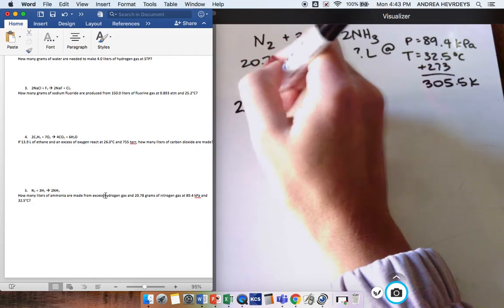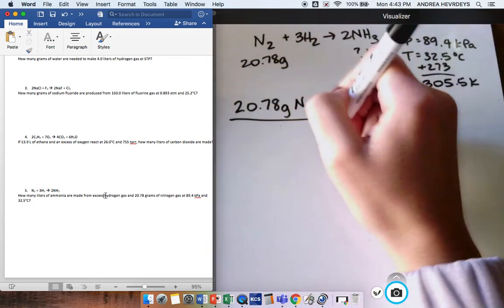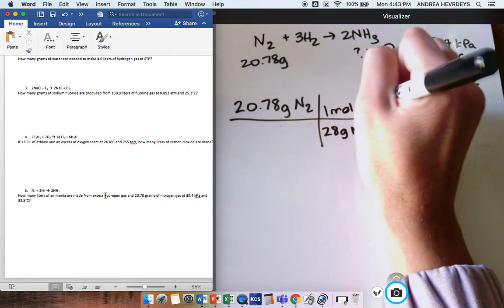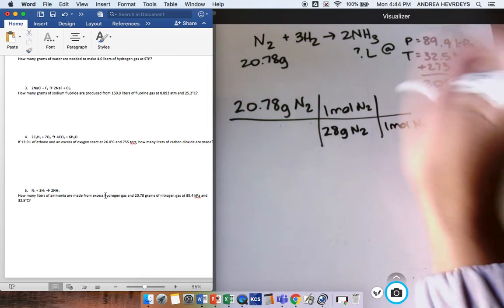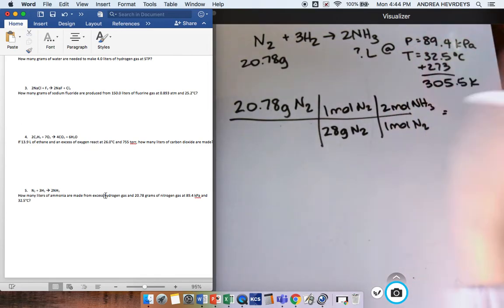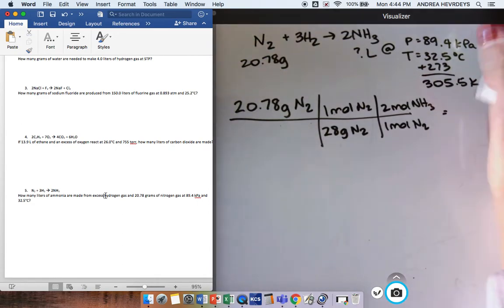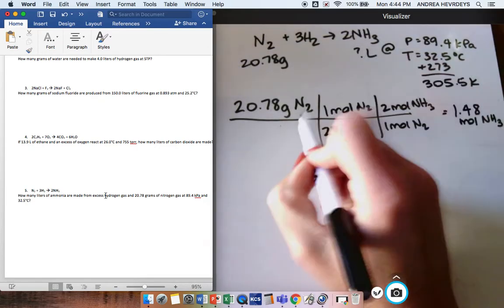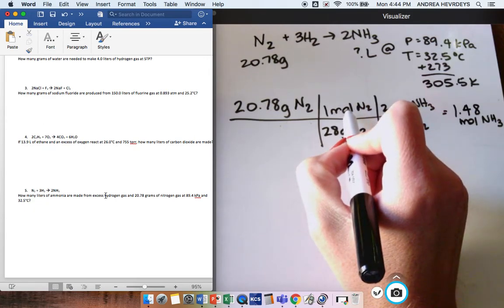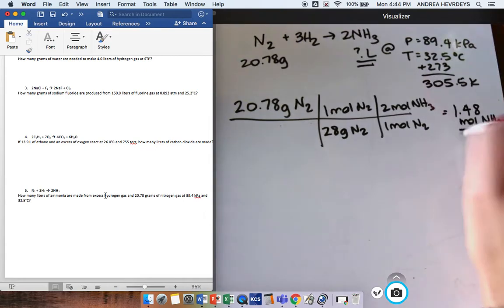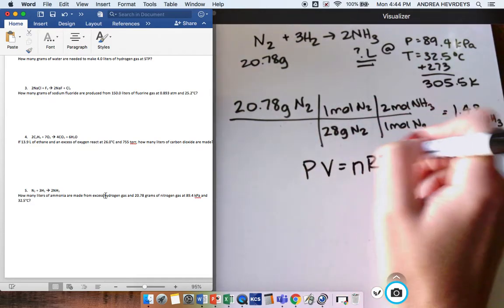So here my first step is to take my grams of nitrogen and to find moles of ammonia. So nitrogen weighs 28 grams per mole. And for every mole of nitrogen, I form 2 moles of NH3. So then 20.78 divided by 28 times 2, that's 1.48 moles of NH3. You wouldn't want to find just moles of nitrogen gas to find volume, because that would only give you volume of nitrogen gas. So make sure that if you're looking for ammonia volume, you need moles of ammonia to do that. The substance should be the same for every PV equals nRT.